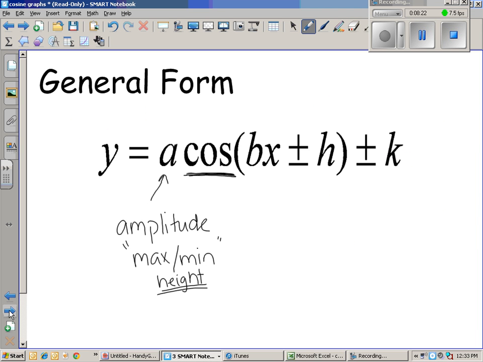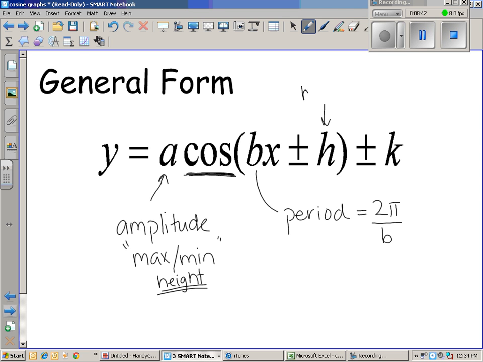Okay, the second thing is we are going to find our period. And the way we're going to find our period is we're going to take our mother function, which, by the way, in this case, we're going to use the papa function, cosine. And we're going to take 2 pi and divide it by b. That's going to tell us our period.